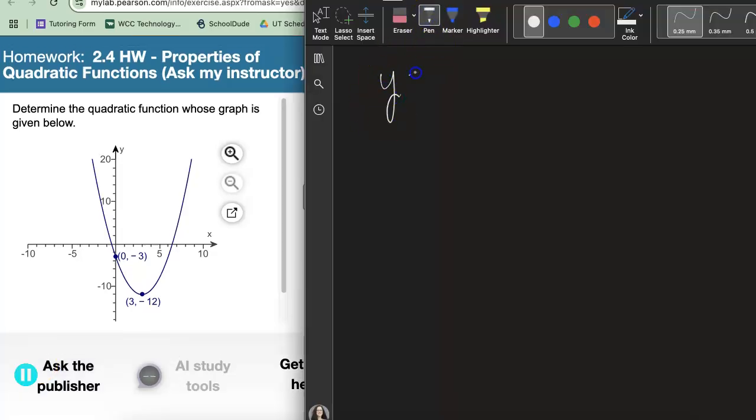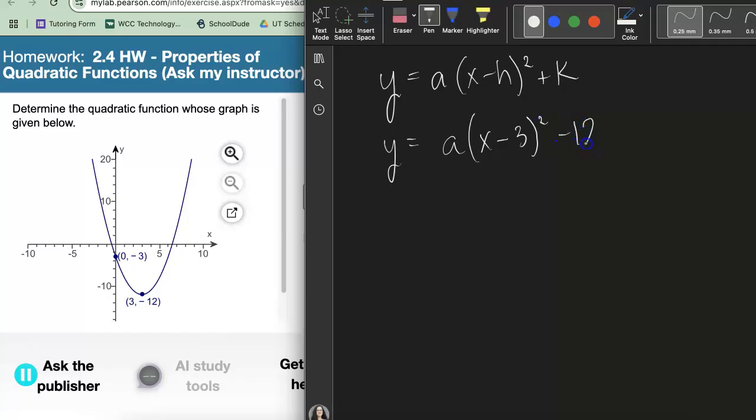All right, so let's start with the vertex form, which looks like this, where x and y are our variables. A is that stretch or compression or flip factor, and h and k are the vertex. Well, we were given the vertex, that's 3, -12. So here h is 3 and k is -12. So I'm going to first substitute those values. h is 3 and k is -12.